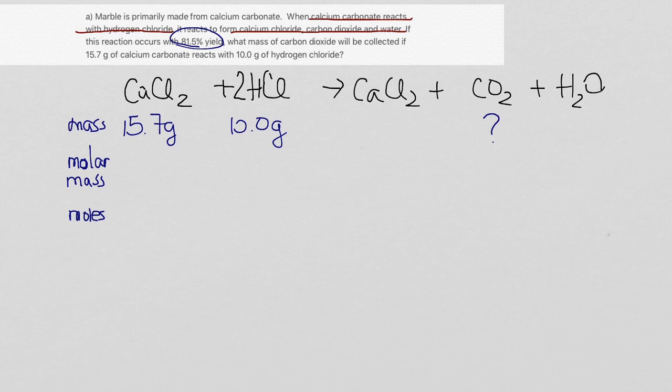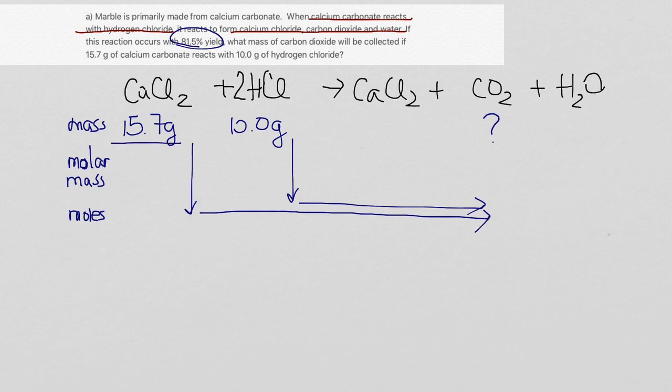So we have to go this way, and we should also go this way. We divide by the molar mass. The molar mass of calcium chloride is 100. Oh, I just realized I wrote the formula wrong. Calcium carbonate, not calcium chloride. Calcium carbonate. Now the reaction is balanced.